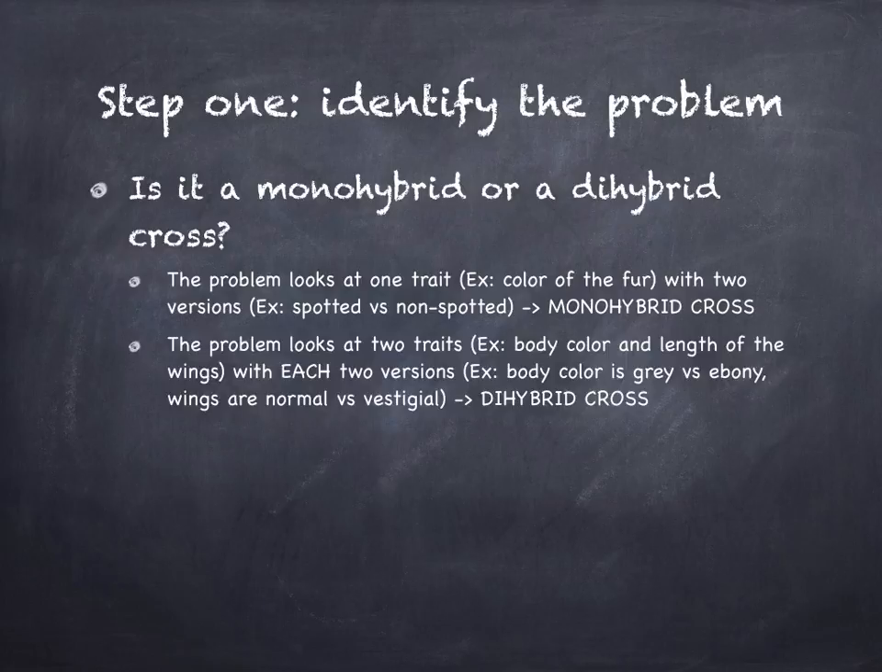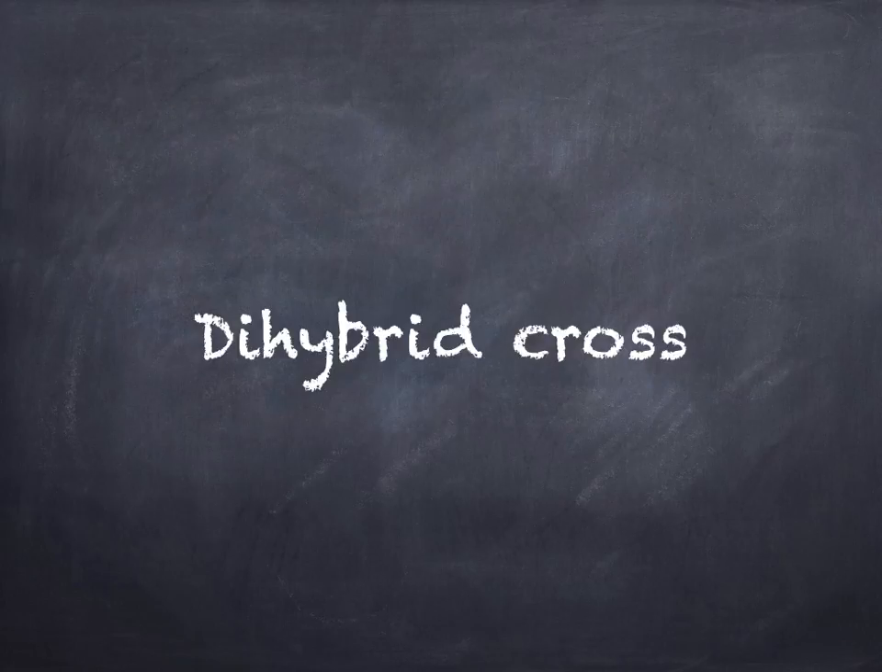If in contrast you look at two traits, so for example in flies you will look at the body color and the length of the wings, and each of the traits has two versions, then it is a dihybrid cross. So here we will cover the dihybrid cross. If you're not sure how to solve a monohybrid cross, I suggest you watch the first video that I already published. So here, this one is really about the dihybrid cross.